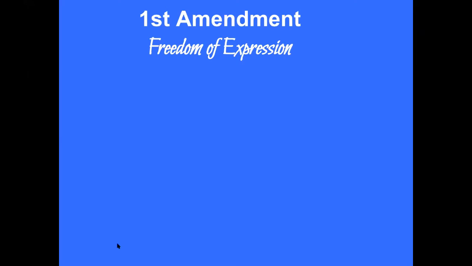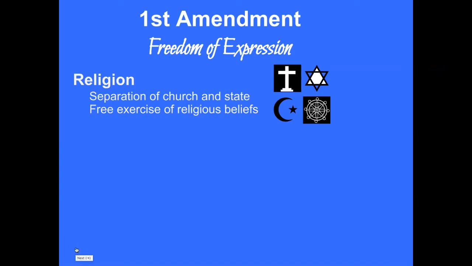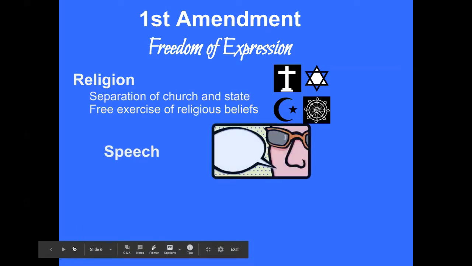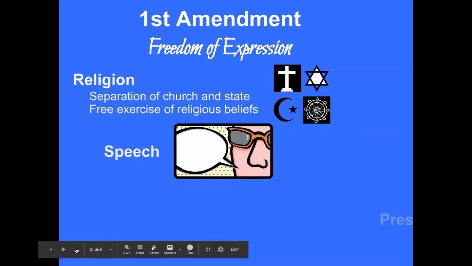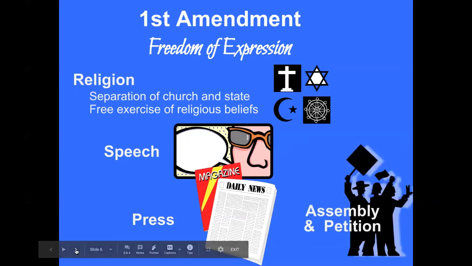We start with the First Amendment. Many of us are familiar with the fundamental rights in the First Amendment. Those fundamental rights have to do with freedom of religion, both the separation of church and state and the free exercise of religious beliefs. Now, separation of church and state is not a phrase that comes from the First Amendment. It is the Establishment Clause that gives us that idea. Other fundamental rights, of course, include freedom of speech, freedom of the press, and the right to assemble peaceably and to petition the government for a redress of grievances.